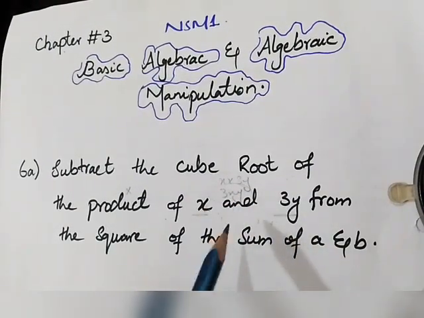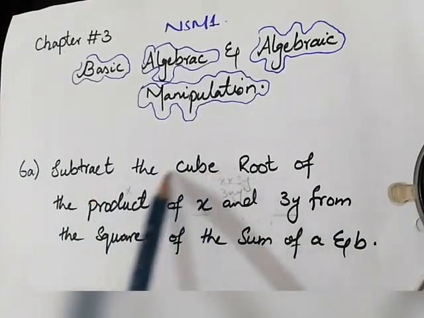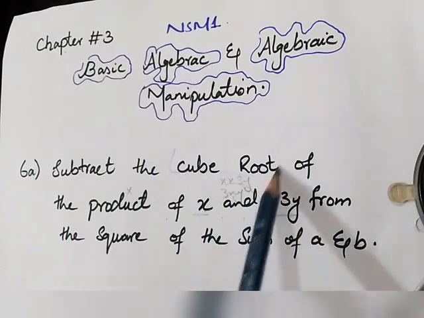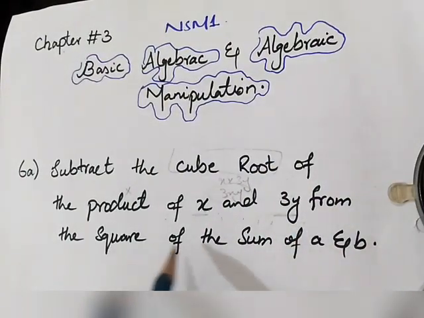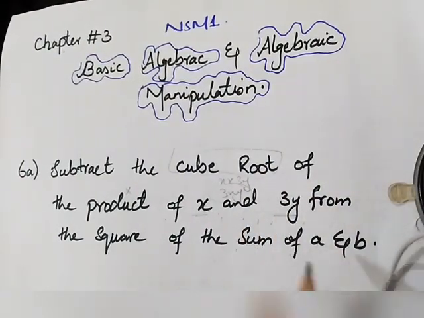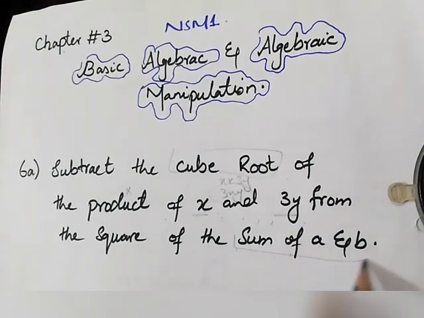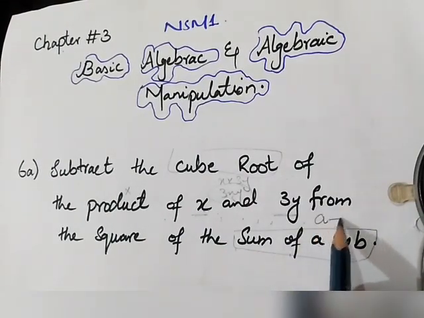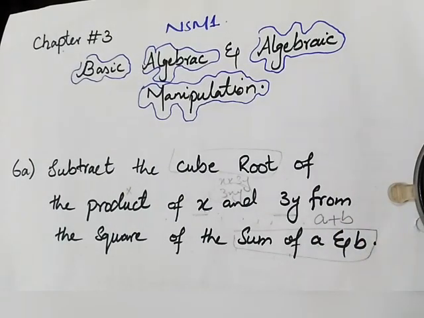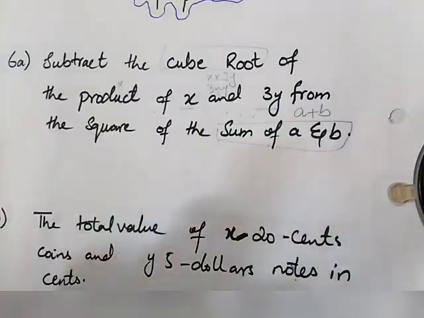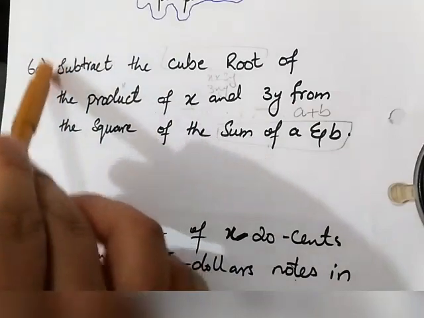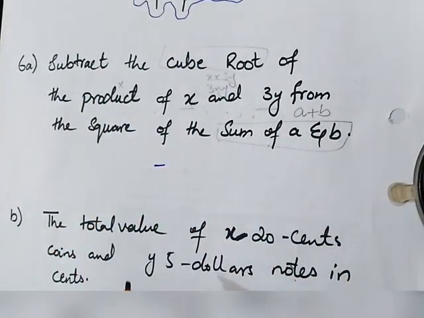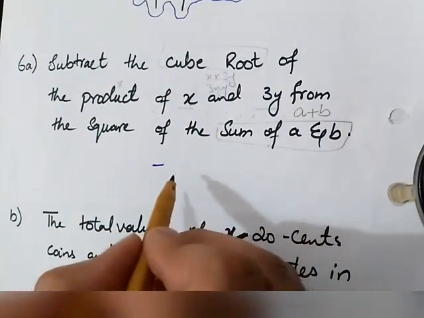Here is a product of 3xy, and we have to subtract the cube root of this 3xy from the square of the sum of a and b. Sum of a and b means a plus b. Now we start the question. Firstly, subtract the cube root. Subtract means minus. We have to minus the cube root.